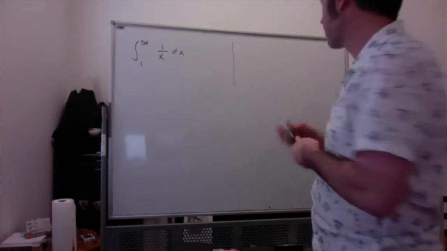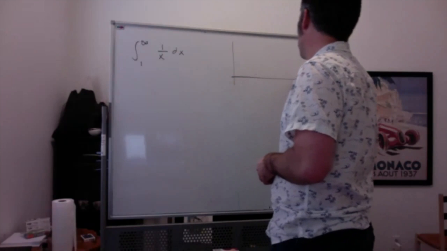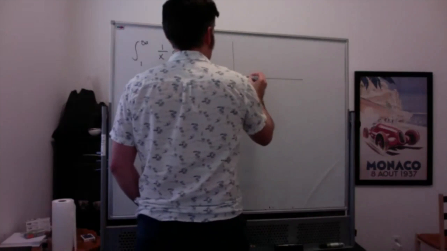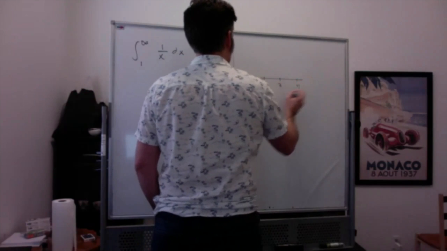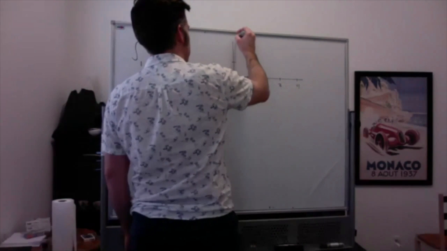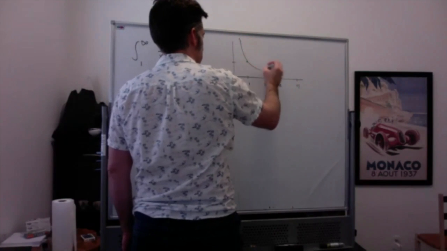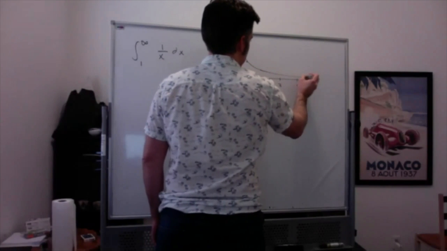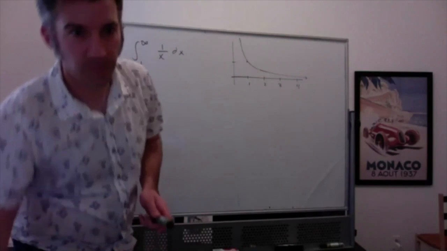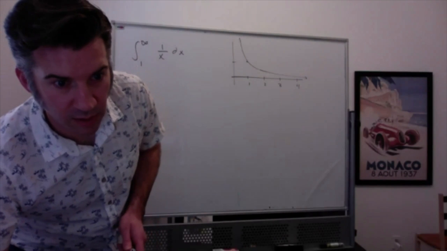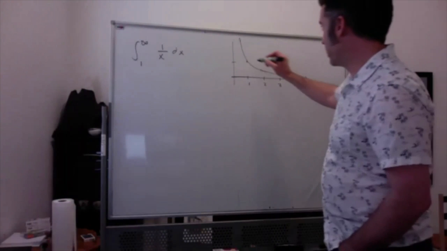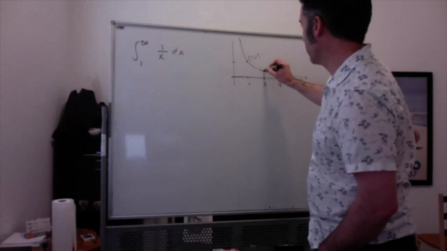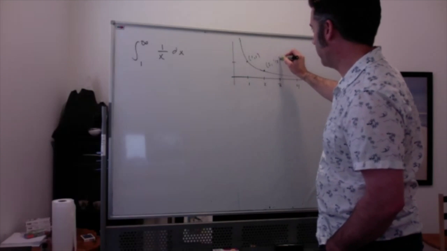So I might just keep destroying pens left and right here. So, right, we've got 1, 2, 3. And we've got this function that's doing this kind of deal. Oh, I don't know what I'm doing. So, right, we know this point here is 1, 1. And this point here is 2, 1/2, and so on.